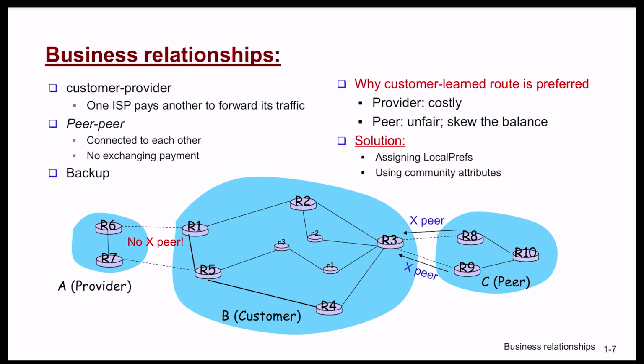For example, B doesn't want A to route through B to C, maybe because B doesn't get paid for this. So for every session, router R3 can fix an import policy that appends the community attribute X peer to any route learned over these sessions. This can indicate that the route was received from the peer. And then B can fix an export policy at R1 and R5. These 2 routers will not export any route with community attribute X peer. In this way, A will not get any route through B to C.